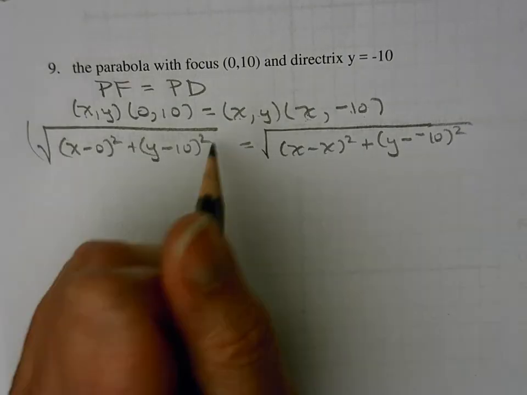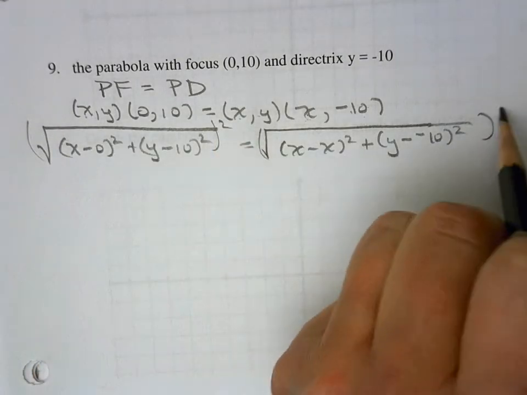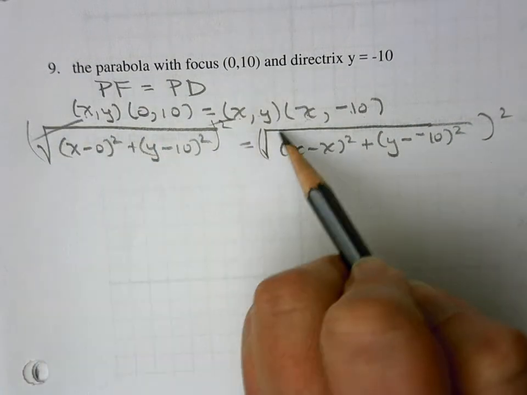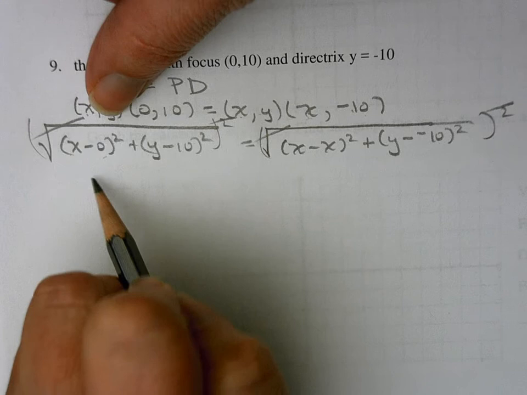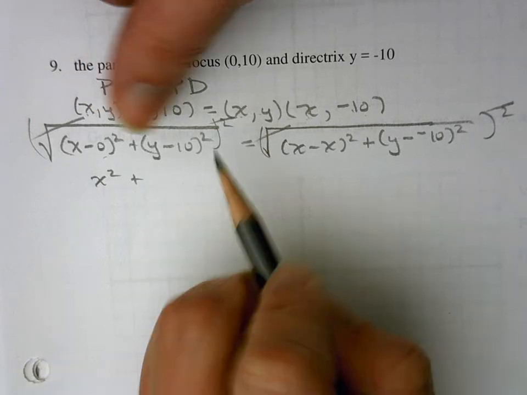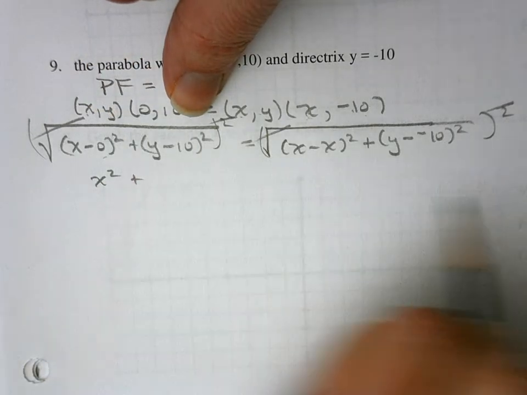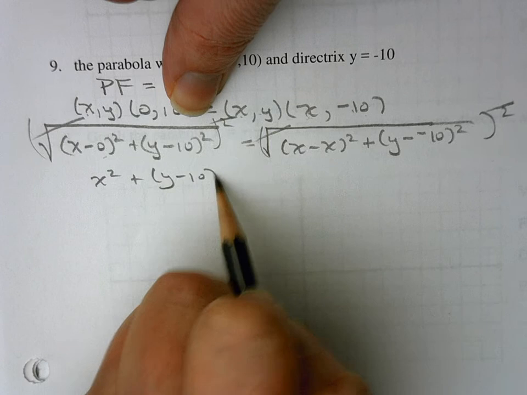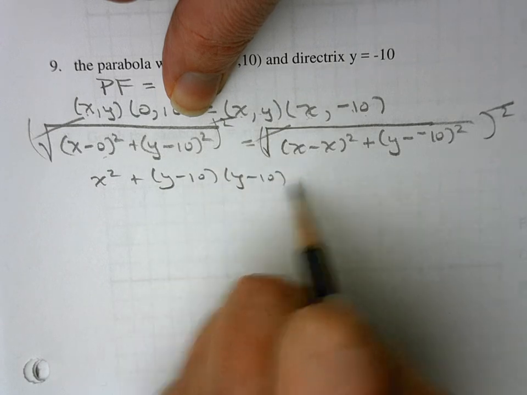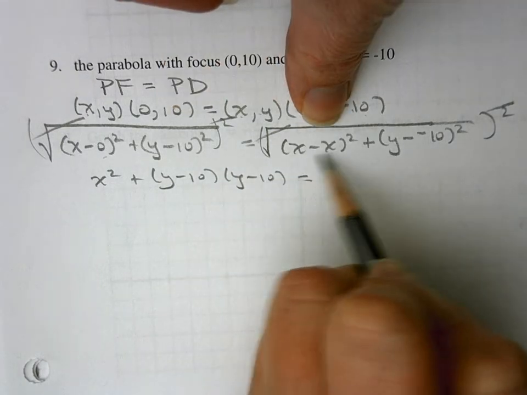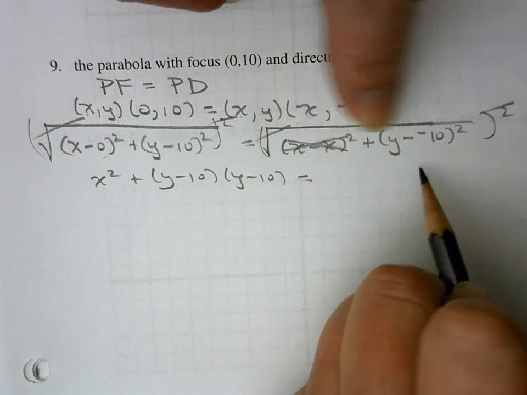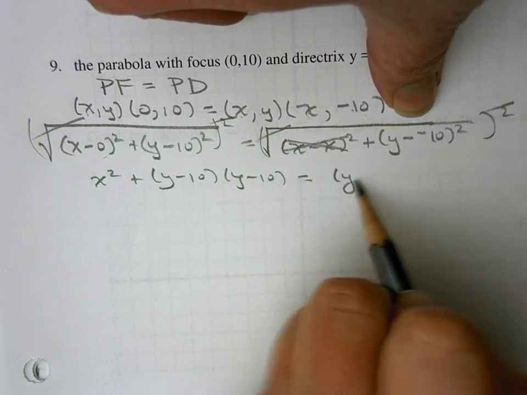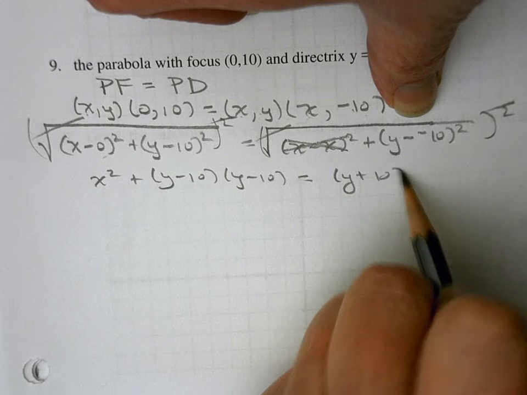So then I'm going to square both sides to get rid of my roots. So squaring gets rid of the roots. And so x minus 0 is just x, so I have x squared. And then I have y minus 10 squared. And I know I'm going to distribute, so I'm going to go ahead and write it out twice. And then over here, x minus x is 0, so 0 squared is just 0, so that's going to go away. And then the double negative is a positive, and then because it's squared, I'm going to write it twice as well.